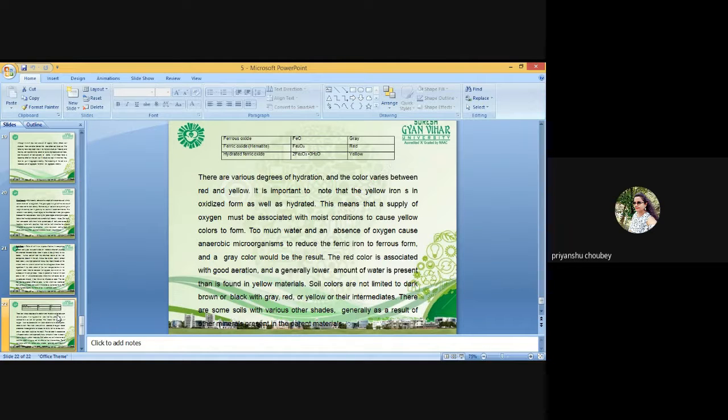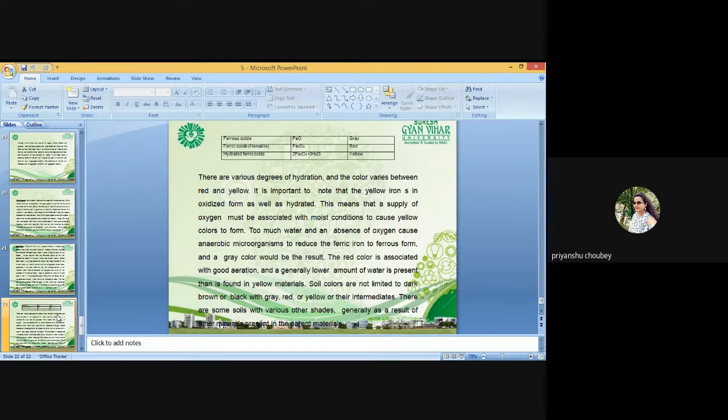Iron compounds: the red, yellow, and brown colors are mostly related to the extent of oxidation, hydration, and diffusion of iron oxide in the soil. Yellow, red, and brown colors are mostly due to the presence of goethite, hematite, and magnetite respectively. Organic matter present in the soil tends to impart a dark brown to black color to it.